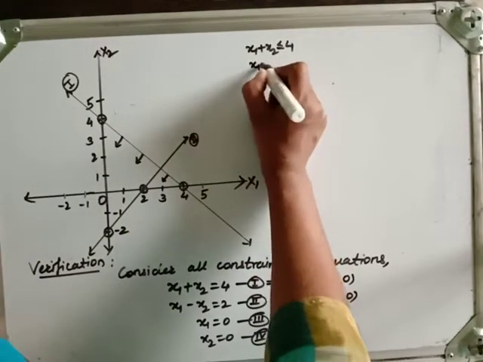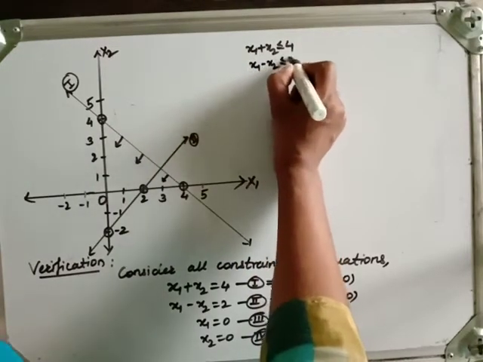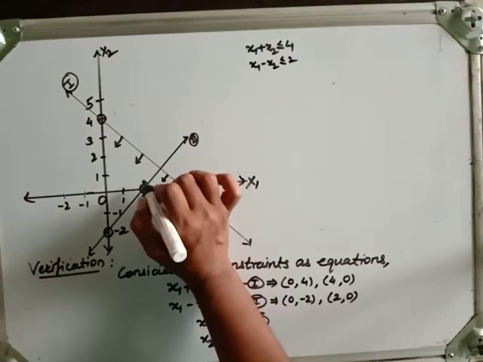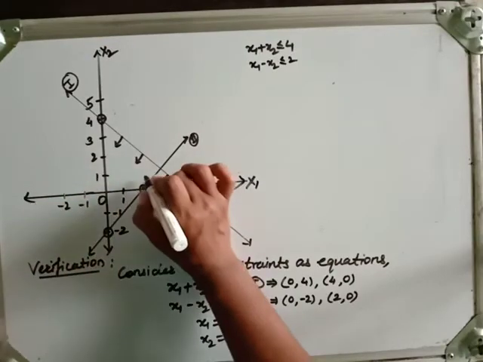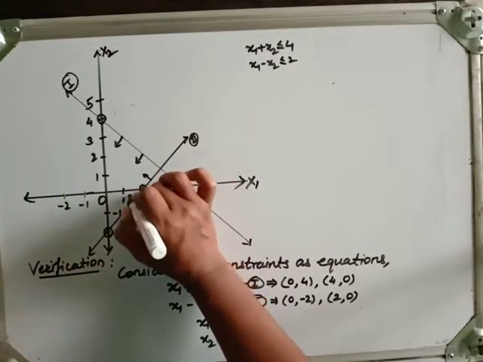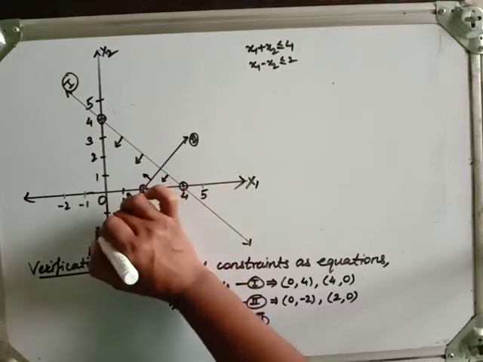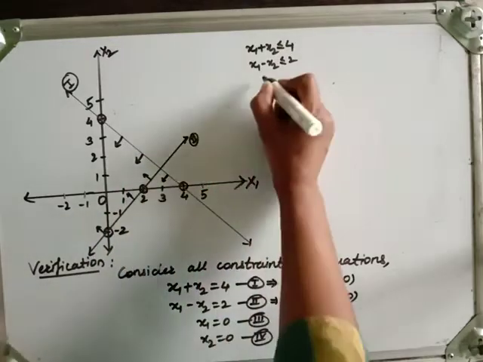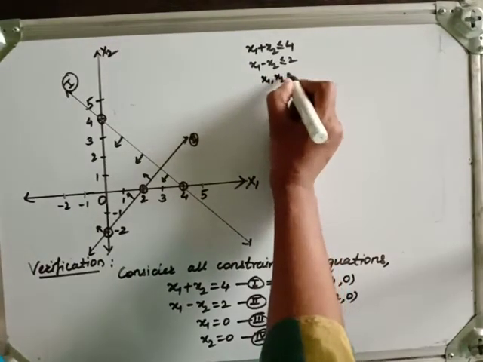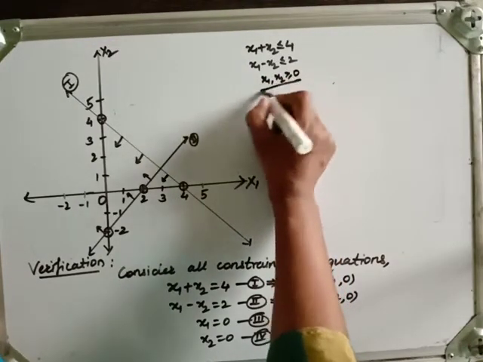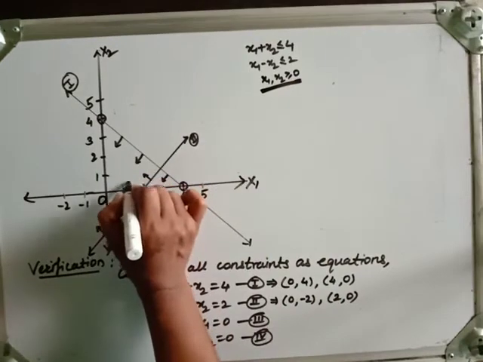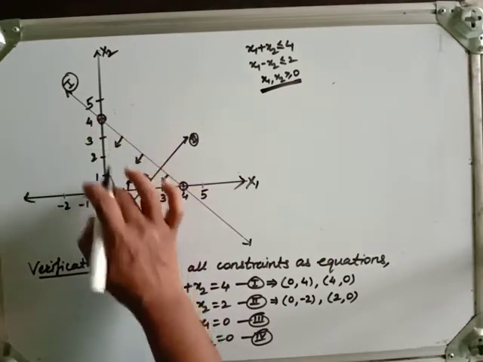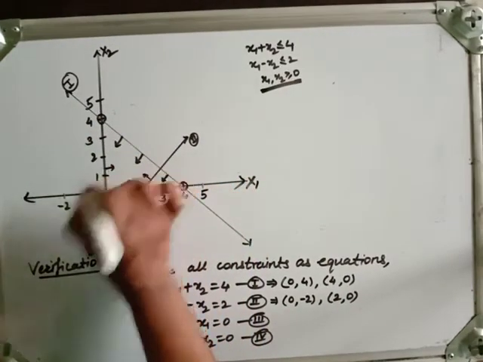Then the second constraint is x1 minus x2 less equal to 2. So here also it is towards the origin, so it is in this direction. Now x1, x2 greater equal 0 means it represents our first quadrant, with the coordinate axes. So it is in this direction.